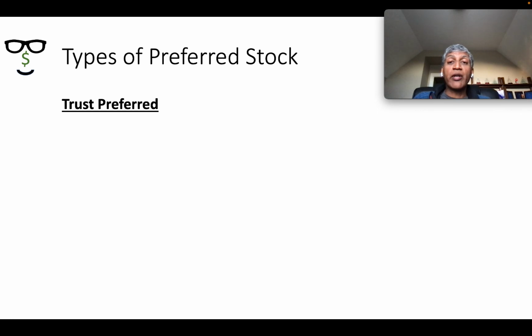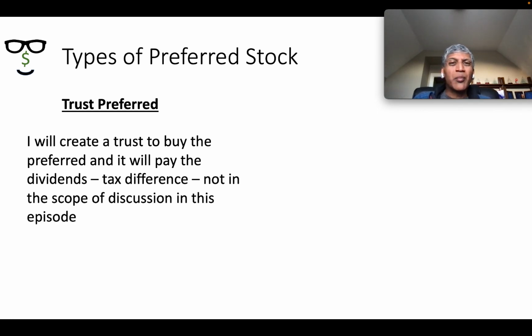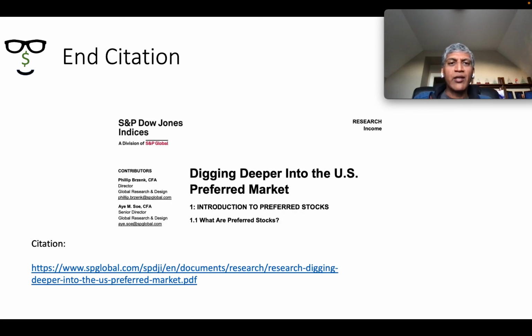The last part is called the trust preferred stock. And I'm not going to go too deep into trust preferred stocks for the simple reason that it's mainly there for tax purposes. So in order for you to get better tax treatment, instead of buying a preferred stock, which may be considered a short term or an ordinary income, the trust kind of shields you from that and it gives you some level of long-term income.